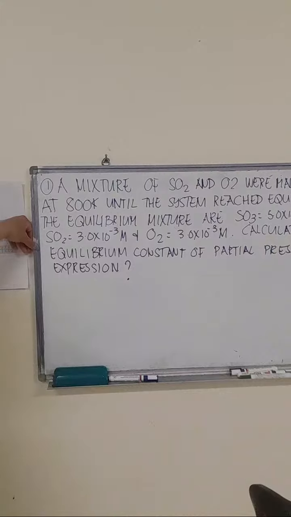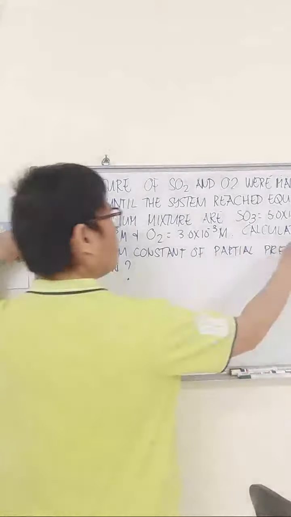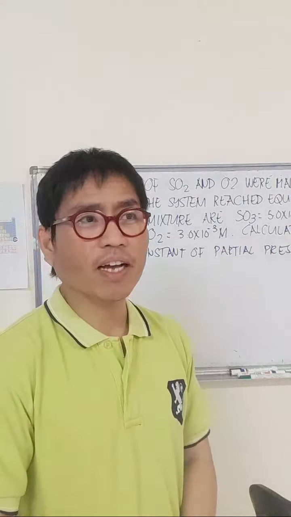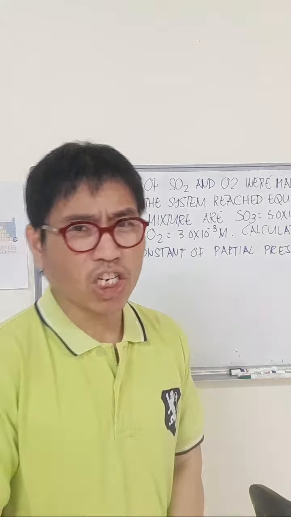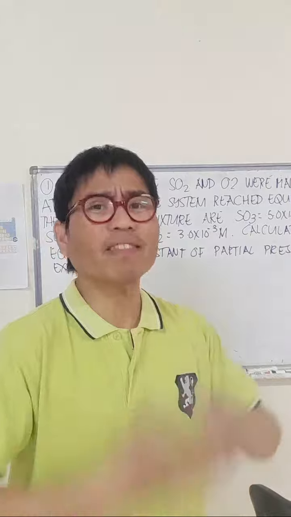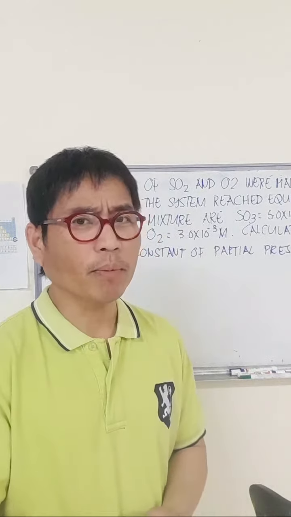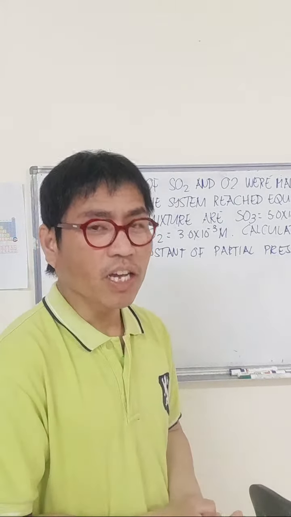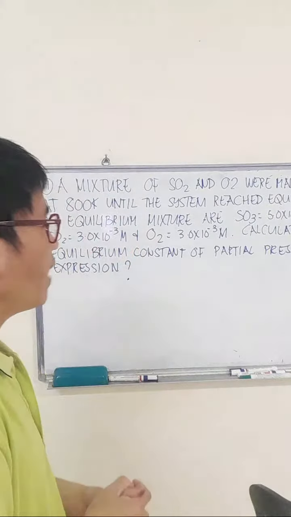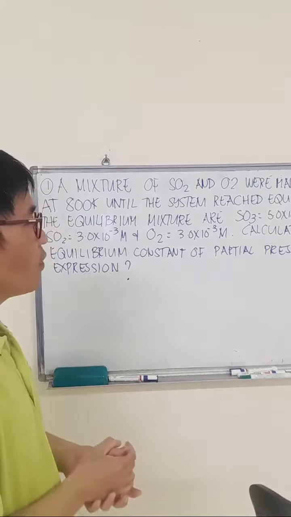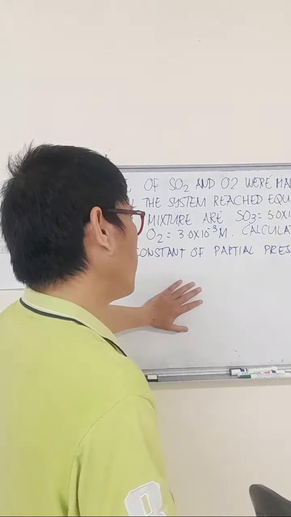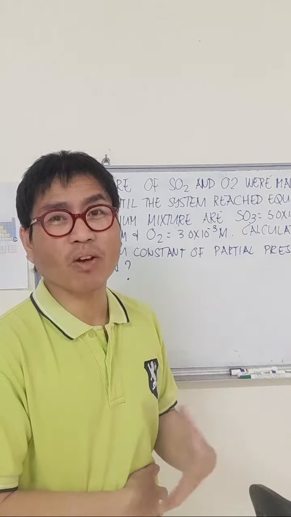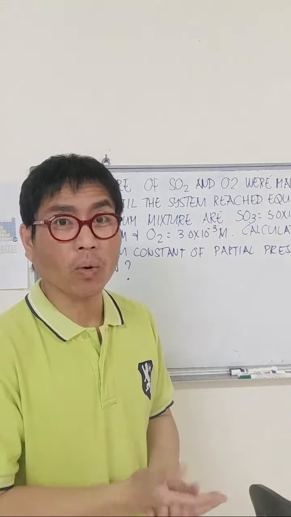The equilibrium constant of the partial pressure expression is Kp. Now we cannot compute Kp if we do not first compute the equilibrium constant of the concentration. But sometimes, guys, the problem will be modified into a direct way of solving the equilibrium constant of the partial pressure expression, in which the data are expressed in partial pressure itself. But here, it is expressed in molarity.